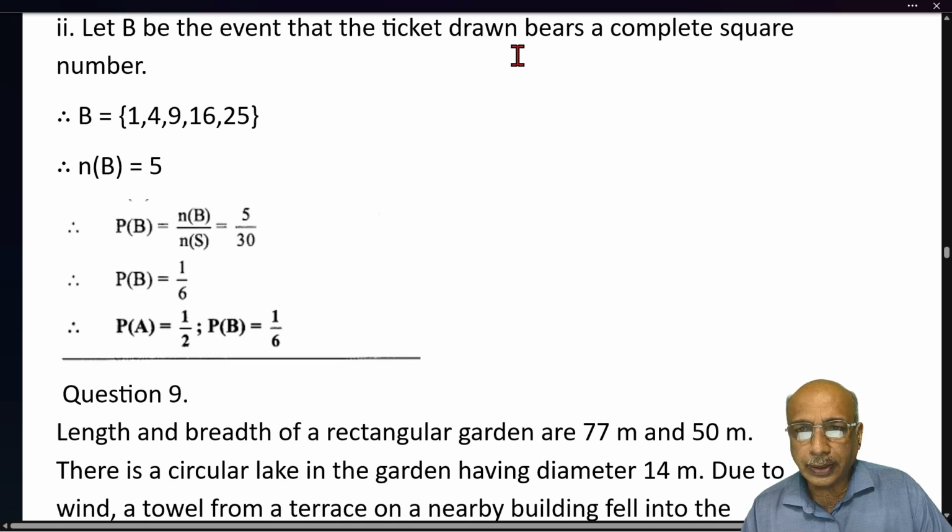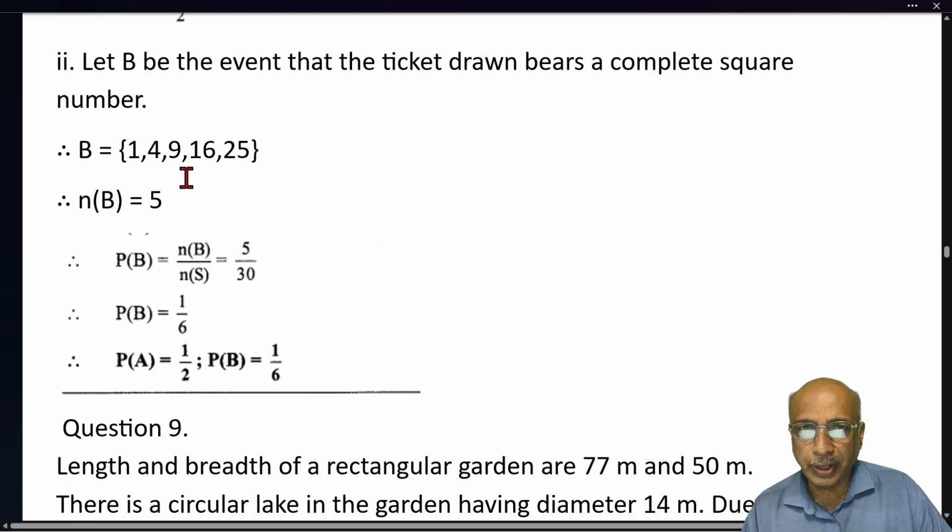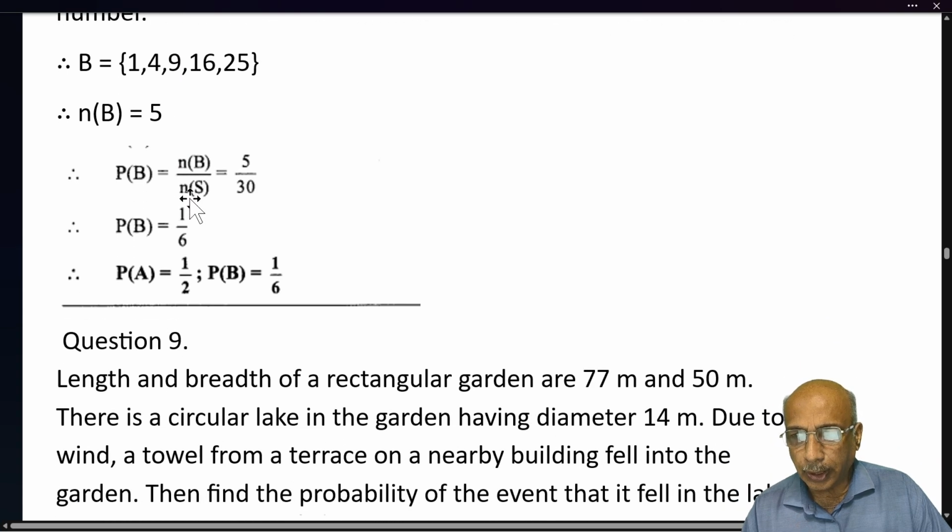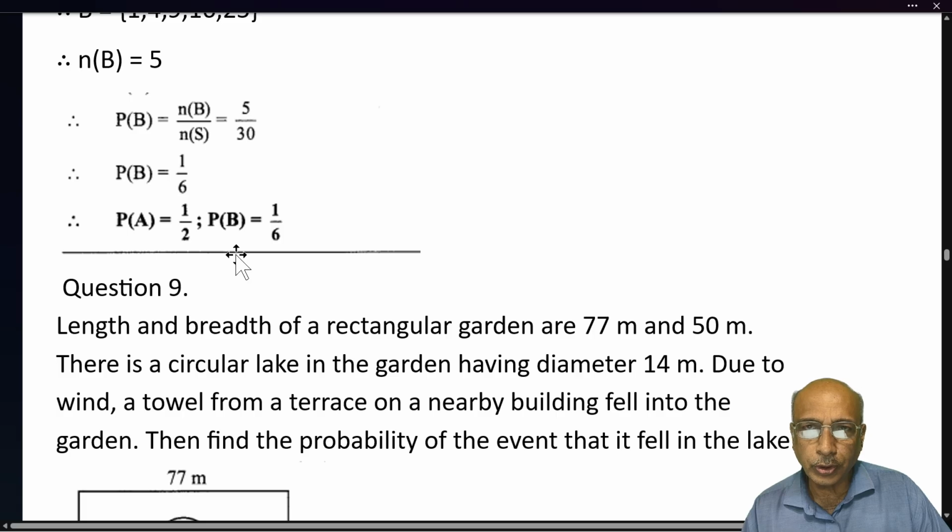Let B be the event that the ticket drawn bears a complete square number. Square numbers: set of B will be 1 square is 1, 2 square 4, 3 square 9, 4 square 16, 5 square 25. 6 square will be 36, which is not in the sample space, so we don't consider further. So 1, 2, 3, 4, 5. So n of B equals 5. Probability of B will be 5 by 30 equals 1 by 6. So in this problem, probability of event A will be 1 by 2 and probability of event B will be 1 by 6.